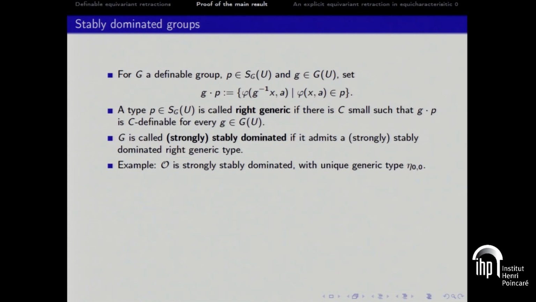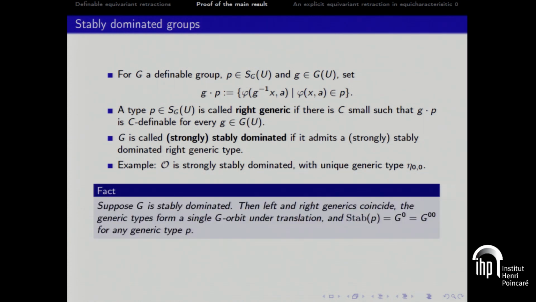Okay, good. So, proof of the main result. Now I need something from model theory. If you have a definable group and a global type, I can define the translation by an element, just like this. I say that this type is right generic if there is a small set C such that all translates by elements of G of U of this type are C-definable for some fixed C. And I say a group is stably dominated, or strongly stably dominated, if it admits a strongly stably dominated right generic type. Example: O has a generic type, which is the generic type I mentioned earlier, but that was generic not in the sense of groups. Now it's also generic in this sense of groups.